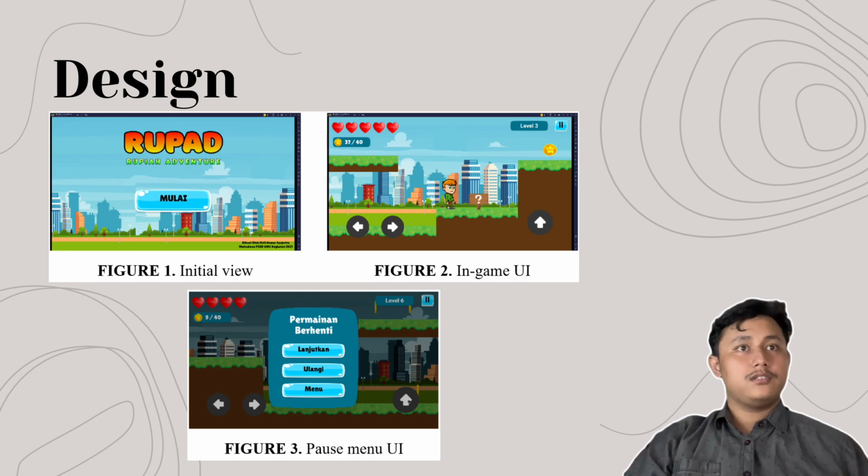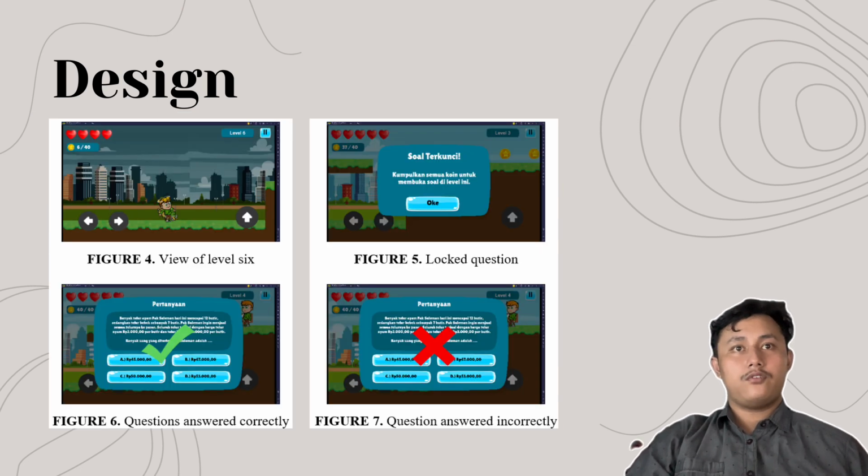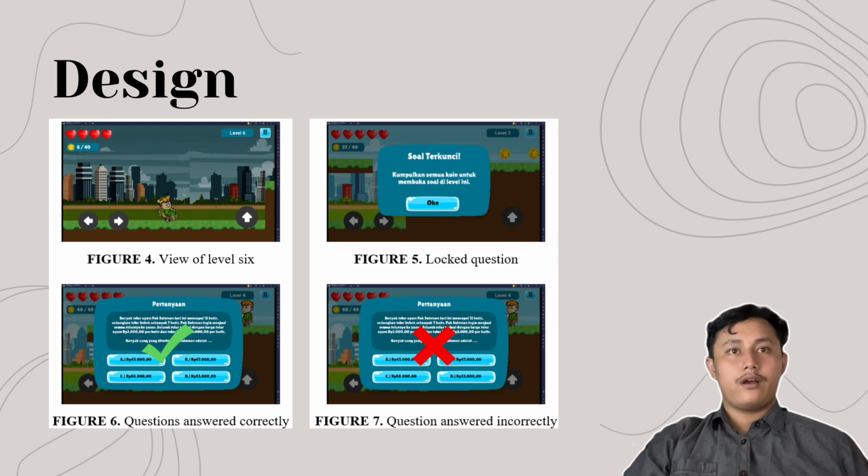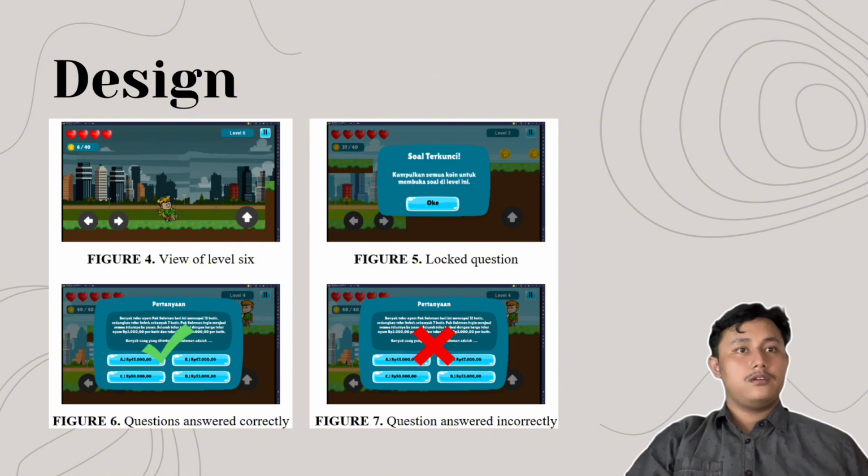The UI consists of a movement set, heart level, and the level indicators. The third figure is the pause menu UI. It indicates that the game is paused. The fourth figure is the view of level 6, where things can be more difficult and more challenging for the students. There is a turtle there as an enemy to be more engaging and more challenging. Then the fifth figure is a locked question, so you have to collect all of the coins to unlock a question. Then the sixth figure is a question answered correctly, and the seventh figure is a question answered incorrectly.